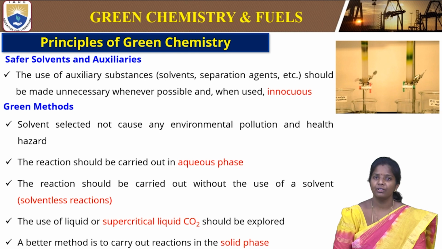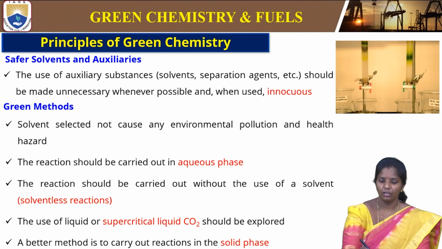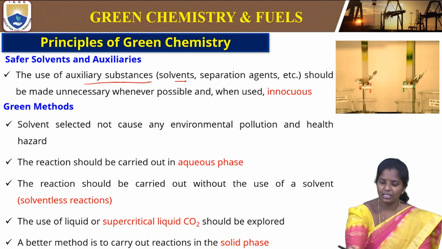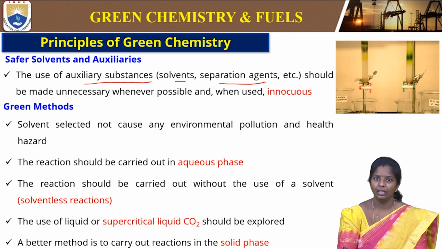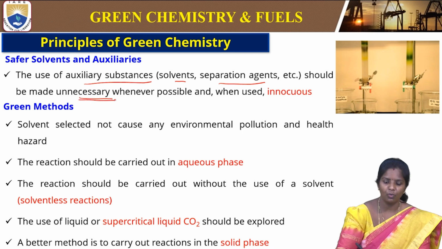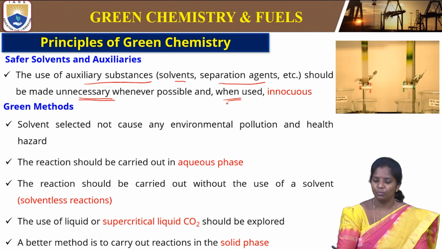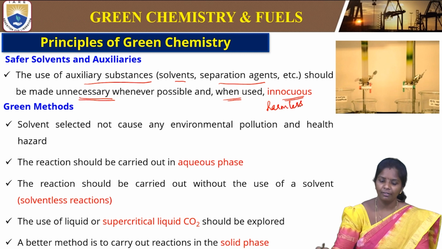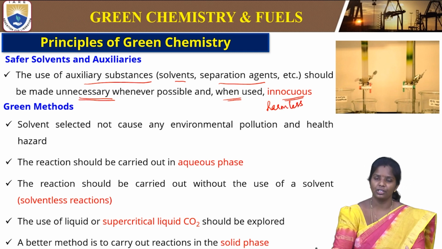Then comes safer solvents and auxiliaries. The use of auxiliary substances like solvents and separation agents should be made unnecessary and avoided whenever possible, and if used, they should be harmless. Whenever we use solvents or separation agents, their use has to be minimized, or they should be used in a harmless ratio so that it doesn't affect the environment or human health.